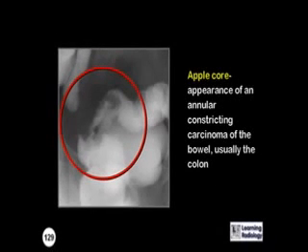What is the descriptive term given for this appearance? This is the apple core, the appearance of an annular constricting carcinoma of the bowel, usually the colon.